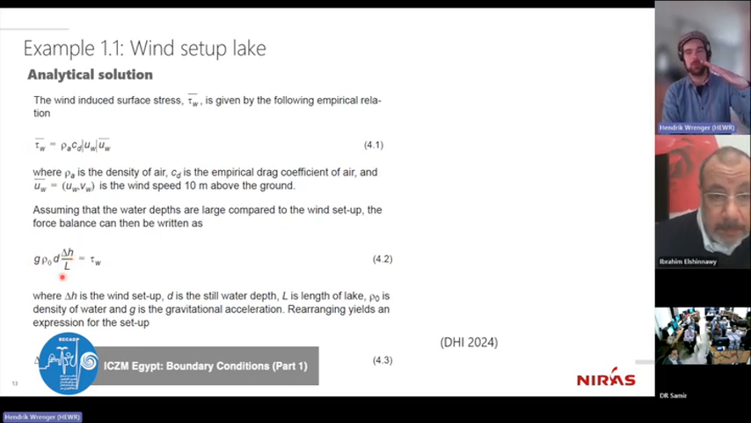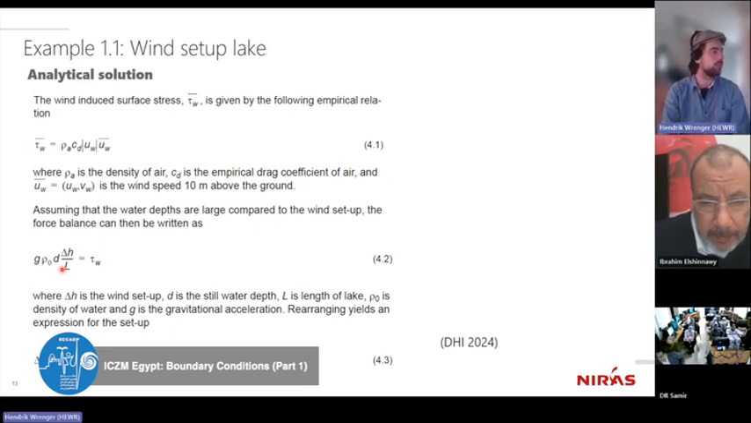So you can imagine the water level goes up, and that hydrostatic pressure difference forces a force in the opposite direction of the wind, and that needs to balance the shear stress. And then you can rearrange this, and you have the analytical expression for the water level setup.